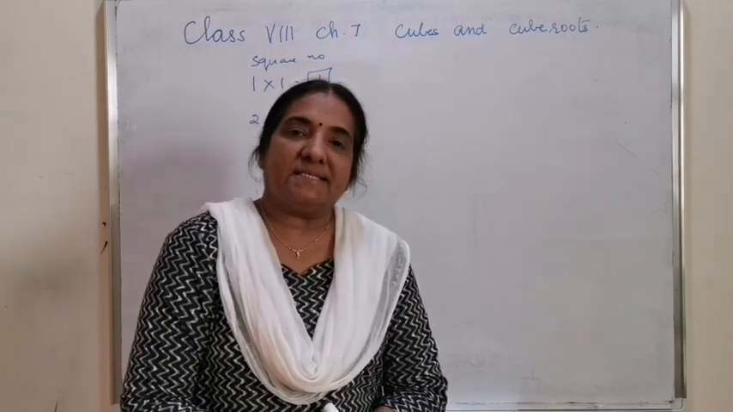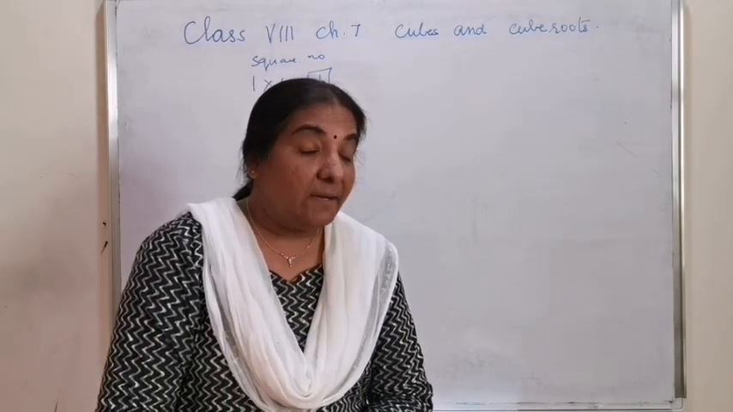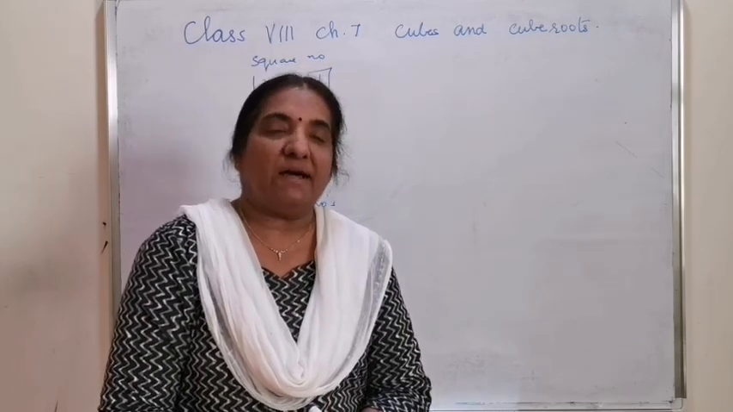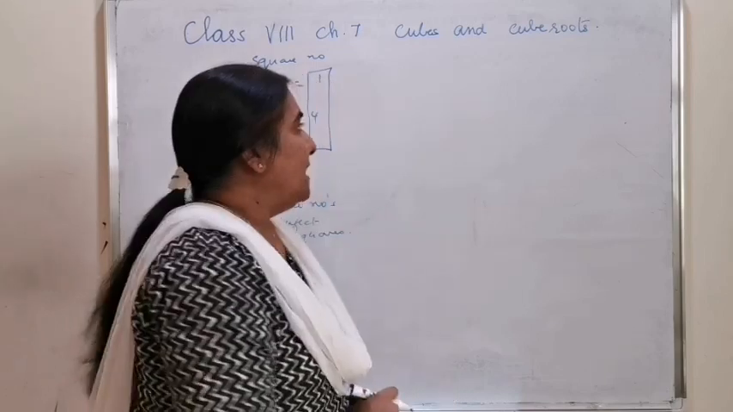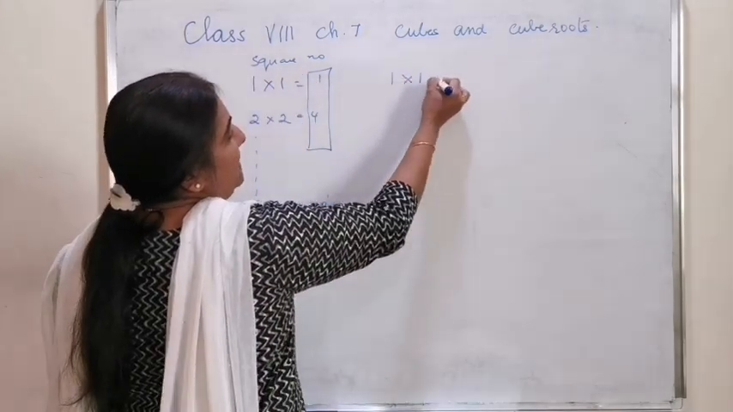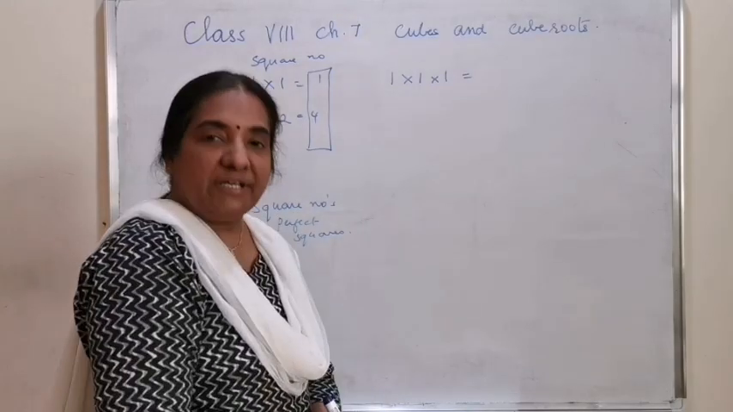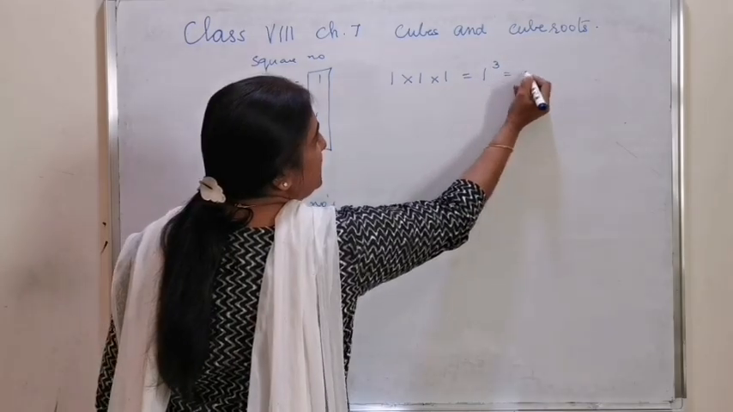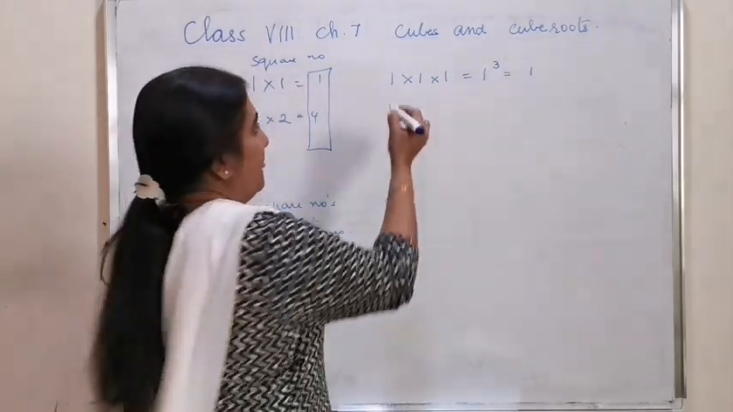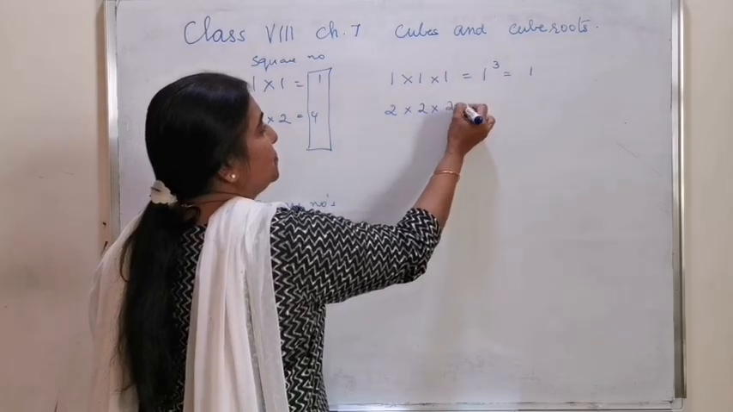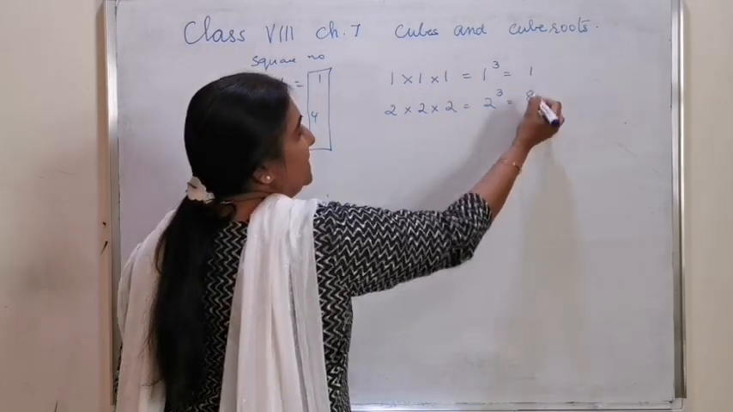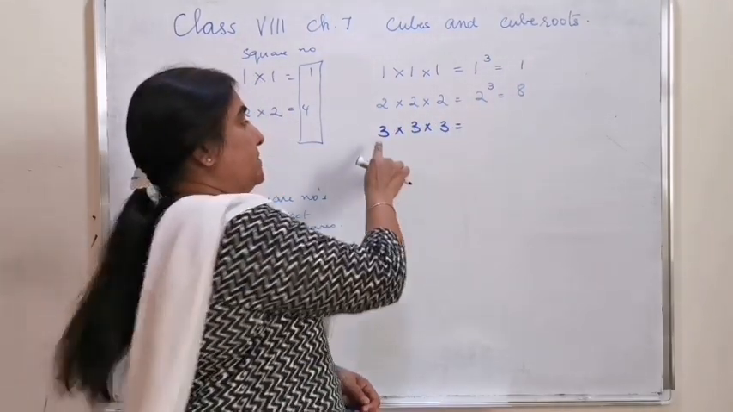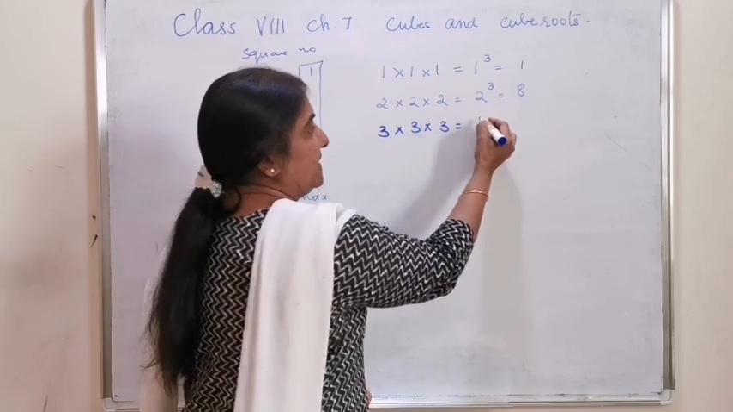If you relate the same way with numbers, what are cube numbers or perfect cubes? The number obtained by multiplying a number 3 times. That is, 1 into 1 into 1 is equal to 1 cubed is equal to 1. 2 into 2 into 2 is equal to 2 cubed is equal to 8. 3 into 3 into 3 is equal to 3 3s are 9, 9 into 3, 27.